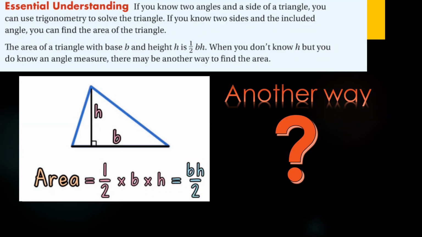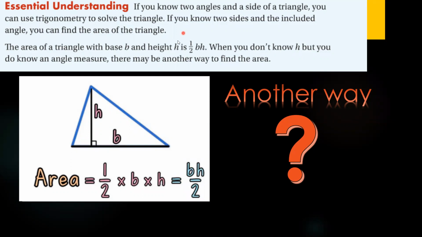One of the ways that we know in geometry of how to find the area is by saying half times the base times the height. So we assume that this is my base and this is the height. So the area is half the product of the base times the height. Now there's another way.